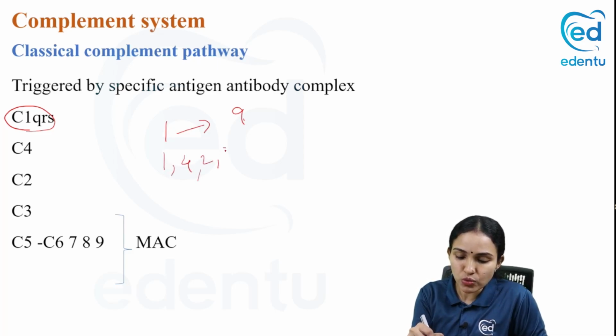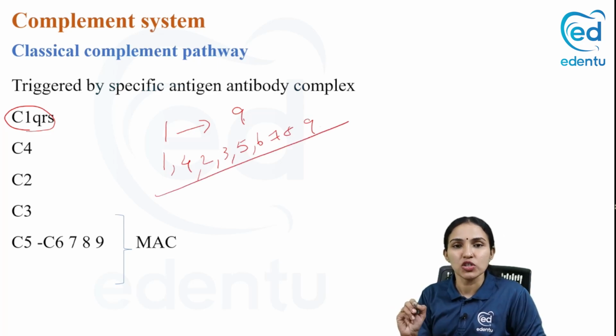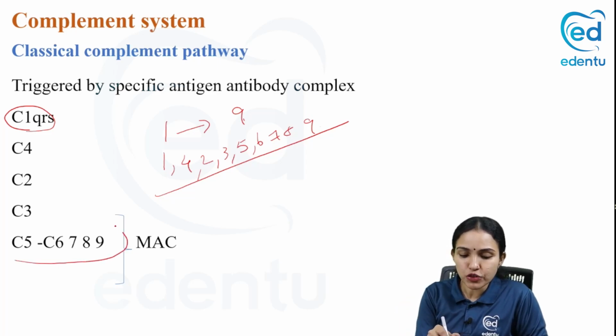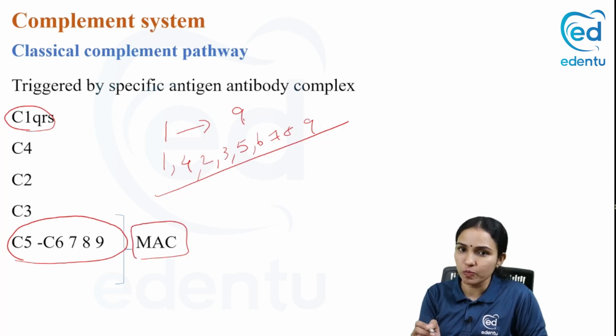So then comes 2, 3. So 4 is already activated. So then comes 5, 6, 7, 8 and 9. So this is the sequence of activation of complement cascade in classical complement pathway. See, 5 to 9 molecules together form the membrane attack complex.